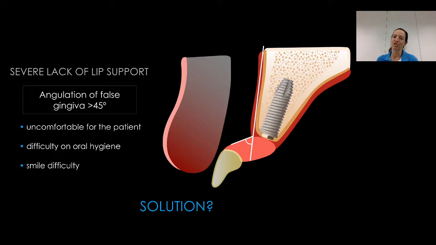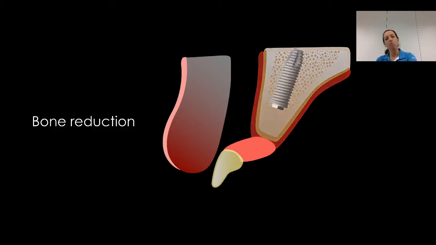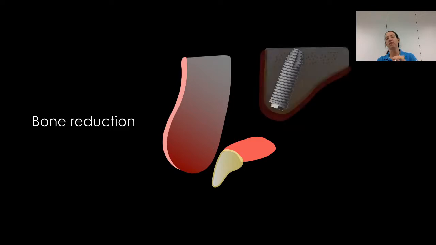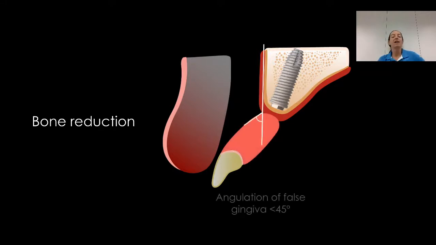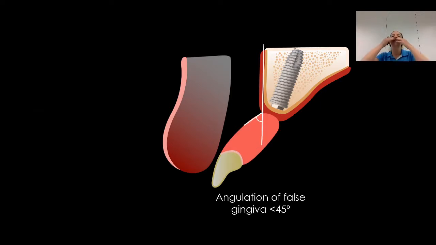So what is the solution? Yes, again, bone reduction. By reducing the bone, the teeth will stay exactly in the same position, but the implant will get higher, and now the angulation goes like this, diminishing. Of course, the prosthesis gets longer, but now the angulation is less than 45 degrees, and the lip can go up and down very smoothly.